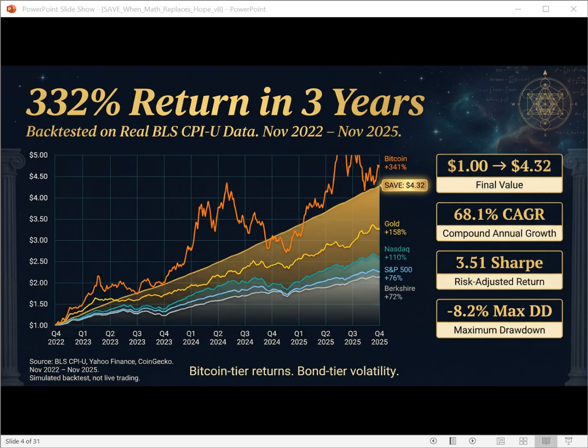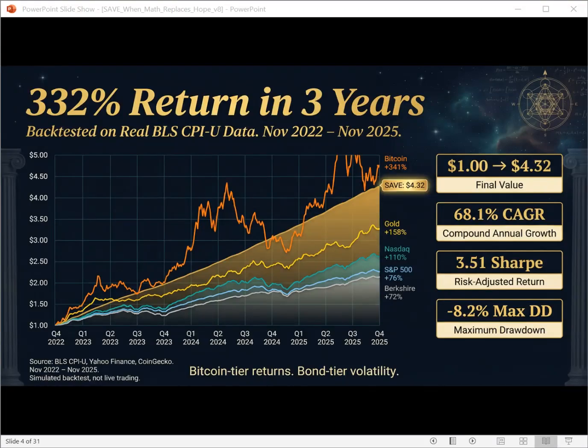Words are cheap, but here are the numbers. We backtested SAVE against every major asset class using real Bureau of Labor Statistics CPI-U data from November 2022 to November of 2025. Not a simulation with made-up parameters. It is actual inflation data and actual market prices and actual protocol mechanics applied to real-world conditions.